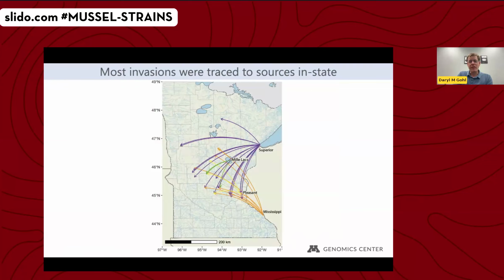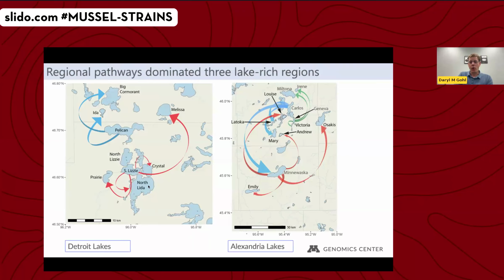But then after these initial longer range hops, we saw a lot of local spread. So this is just showing a few different lake-rich regions. Within Detroit Lakes, we saw that Lizzie was responsible for the infestation of a number of nearby lakes. Same with Pelican. In Alexandria, we saw a complex picture, but again with a lot of long jumps and then local hopping in the immediate vicinity.